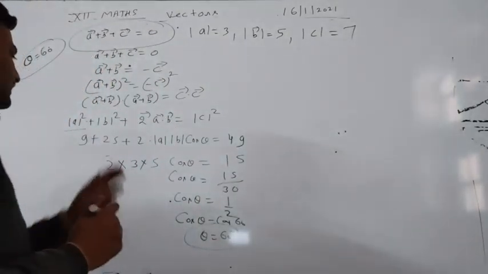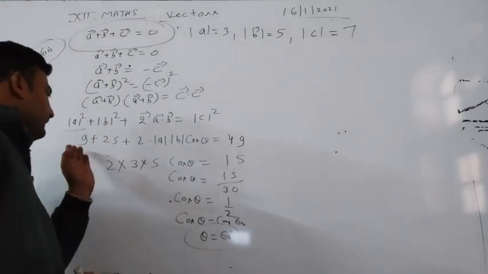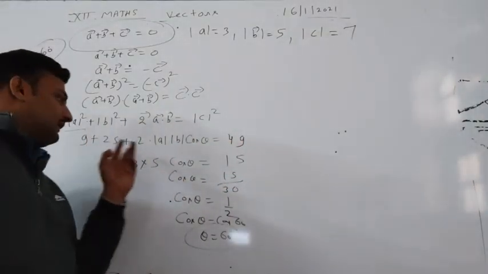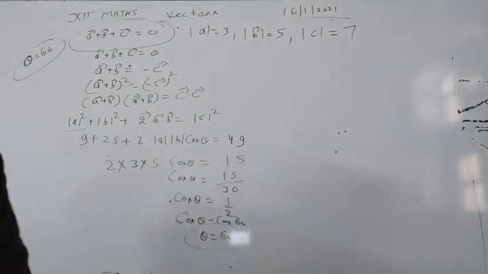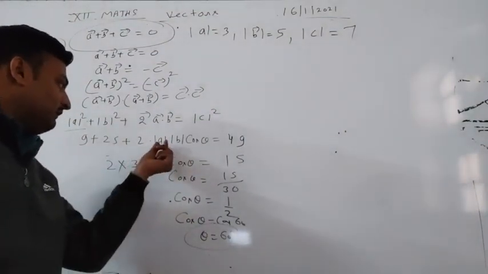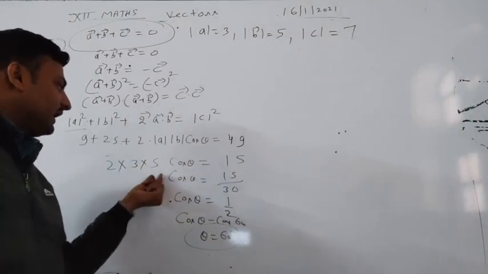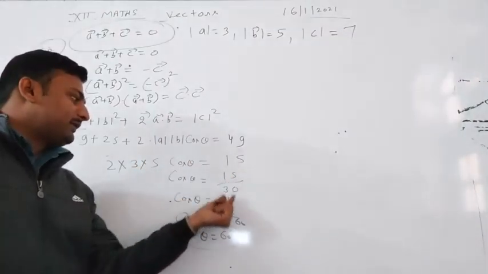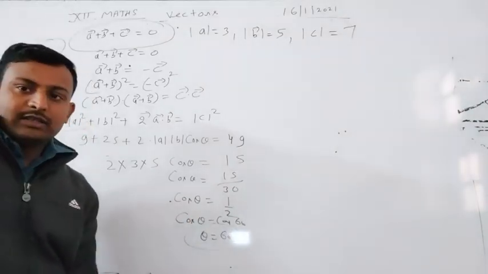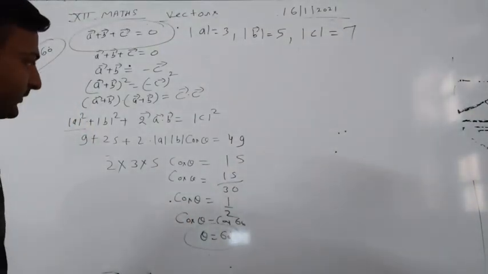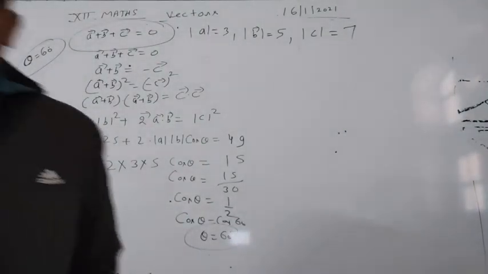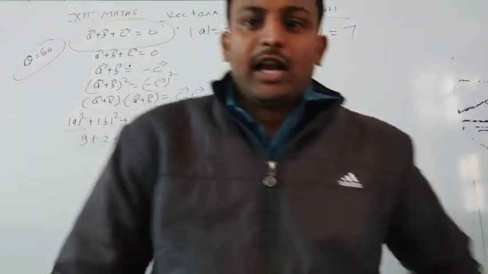Now this is 25 and 9, so when we subtract this 34 from 49, we get 15. Now we put the values of A and B, 3 and 5, so cos theta will be 15 by 30, it will be 1 by 2, so theta is 60. So our theta is 60, so this is the angle between A and B. I hope you understand, students.